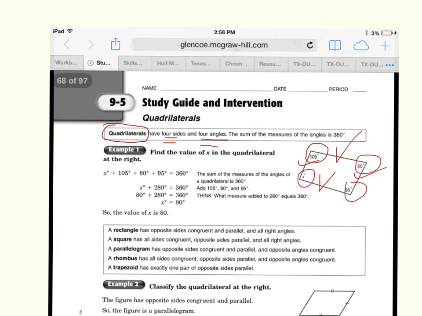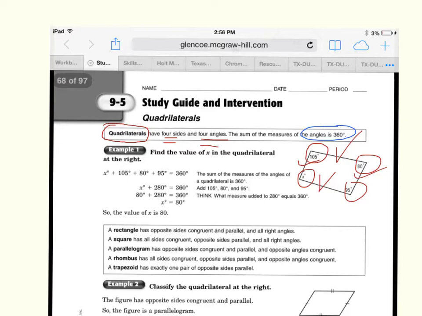And then they tell you, very importantly here, that the sum of the measures of the angles is 360. So like it was for the triangle, which was 180, for a quadrilateral, it's 360. So we're going to do basically the same thing except with a quadrilateral. Instead of 180, we're using 360.